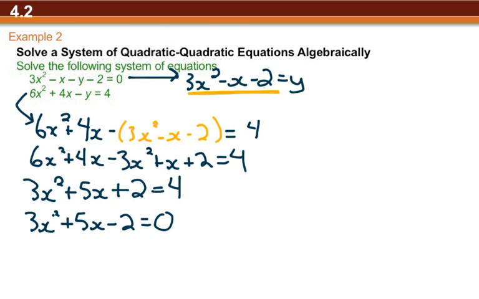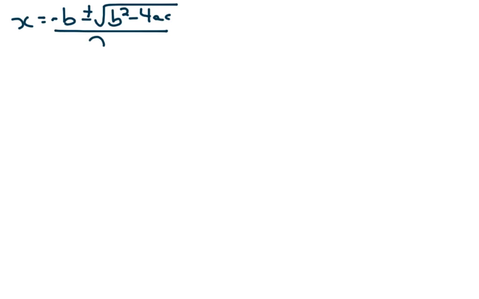It might be a little longer than some of the other ones, but it will always get you to the right answer. So we need to define a, b, and c. A is 3, b is 5, c is negative 2. I'm going to flip to the next slide to start doing that. As we all know the quadratic formula by now, x equals negative b plus or minus square root of b squared minus 4ac divided by 2a.